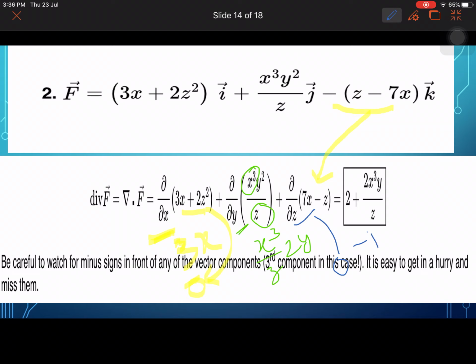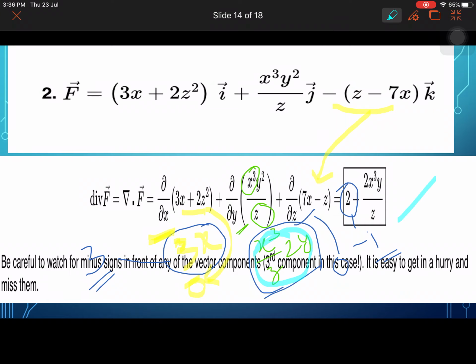Here we are taking dou by dou x of 3x, so that means 3 into dou by dou x of x, that value is 3. So here it is plus 3, here it is minus 1, that equals 2. The final value you can see is 2. Then this function is left over, so you have to take x cube by z into 2y, so 2x cube y by z is the value. Okay, this is the answer, my dear.